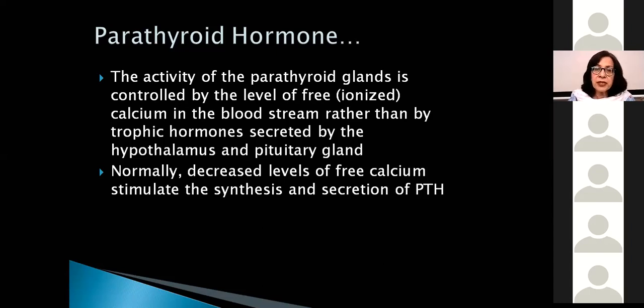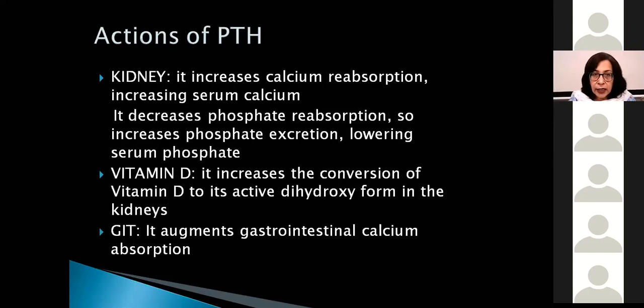Normally, decreased levels of free calcium, if there is low calcium in the body, will increase the synthesis of parathyroid hormone. Similarly, a high calcium will cause a decrease of parathyroid hormone by negative feedback. Actions of PTH: it mainly increases calcium reabsorption from the kidney tubule, because of which the serum calcium is increased.